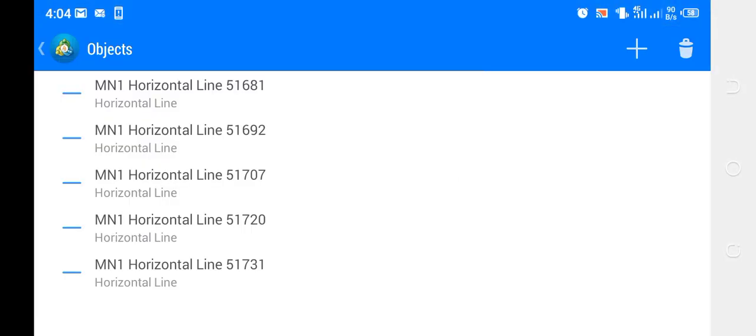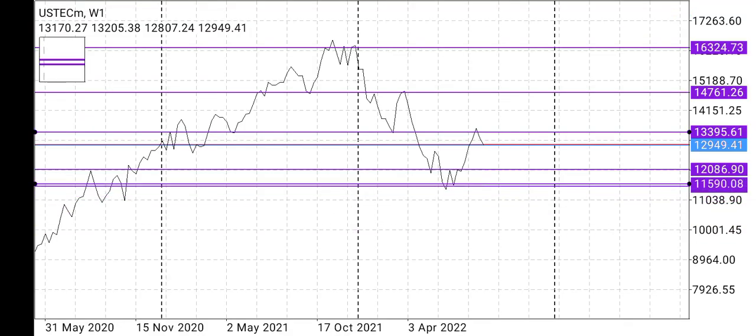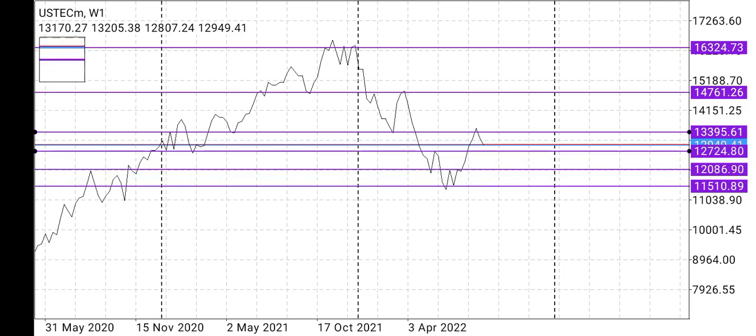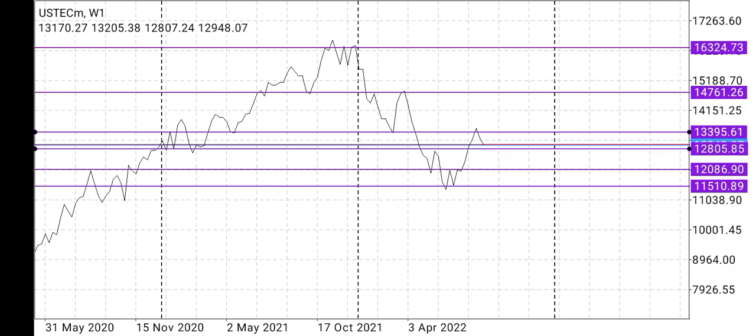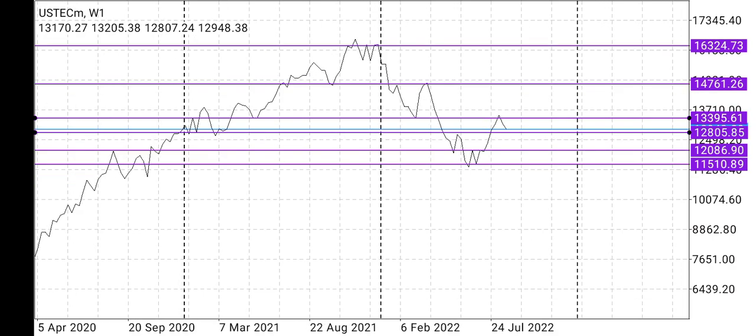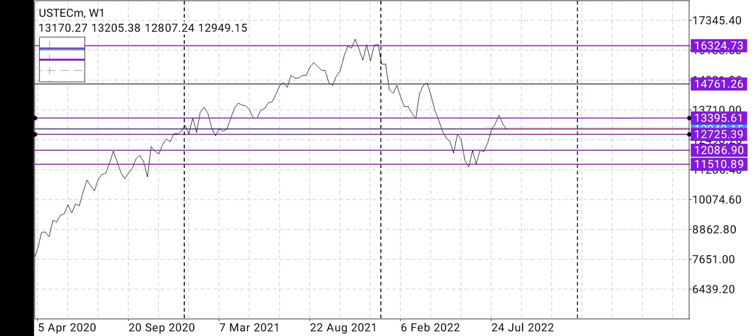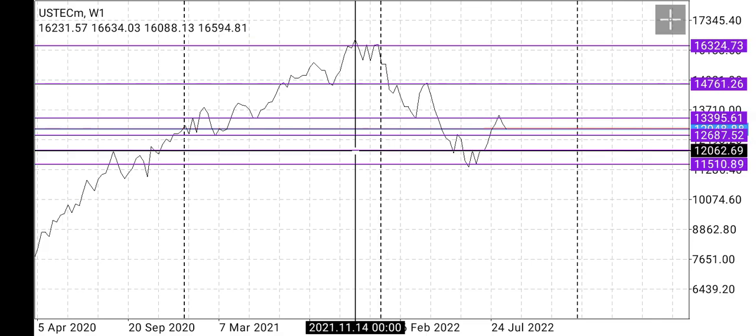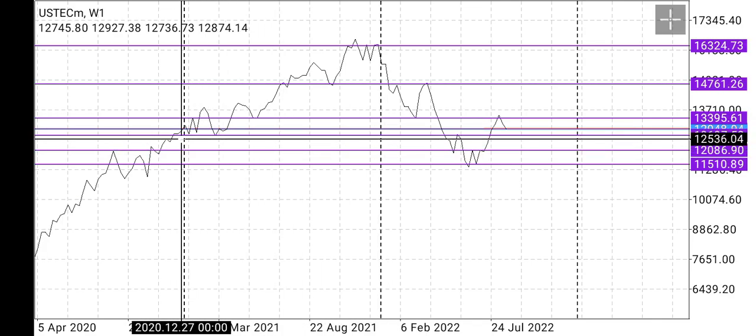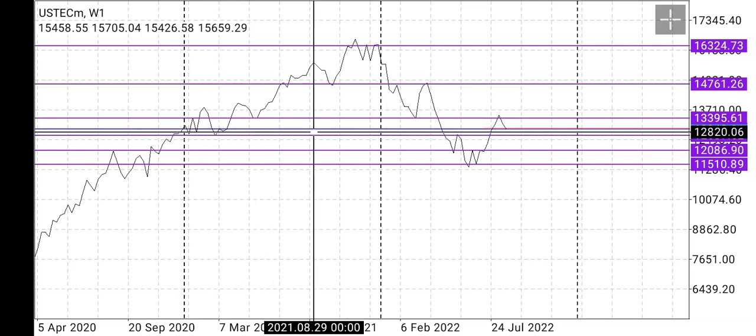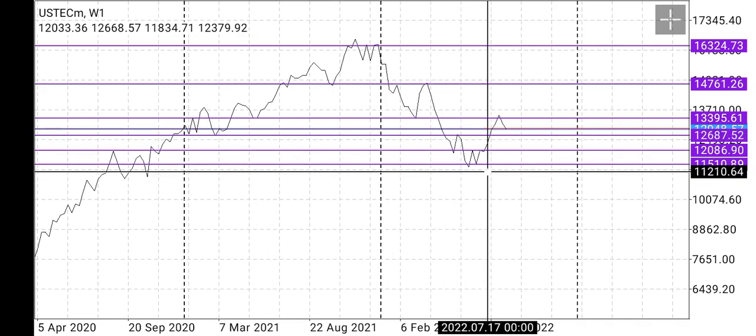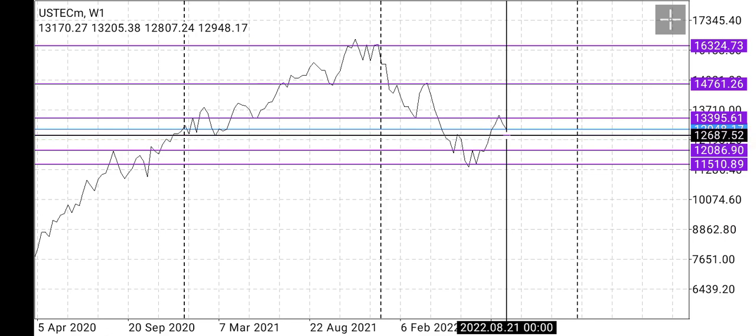Then we get another one here. Let me see. Yeah, this one here. This level, that's a key level. Why is it a key level? Look at this level. One touch, two touches, three touches. Then probably we are waiting here for another touch.